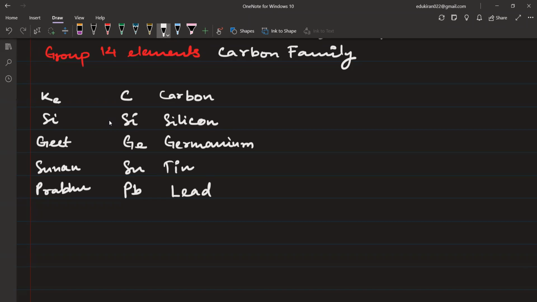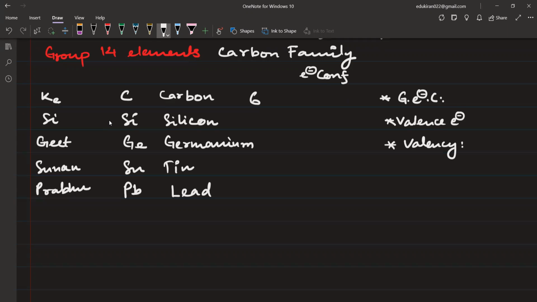So carbon's atomic number is how much? 6. You will write all the atomic numbers and then the electronic configuration here. And then you will send it to me: the general electronic configuration, the valence electron, and the valency.